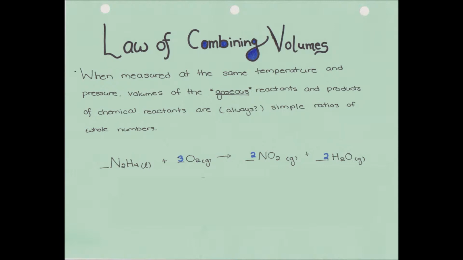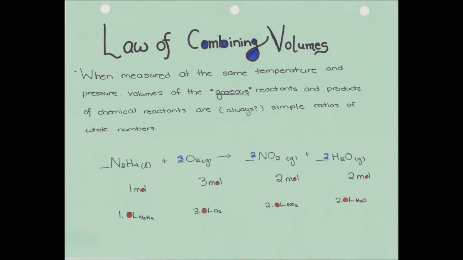Then, after you've balanced the equation, you will need to find the amount of moles of each molecule. So in N2H4, you have 1 mole because there is no number in front of it, so it just means that there's 1. In oxygen, you have 3 moles because it tells you that you have 3 in front of it. And then same with NO2 has 2 moles and H2O has 2 moles.